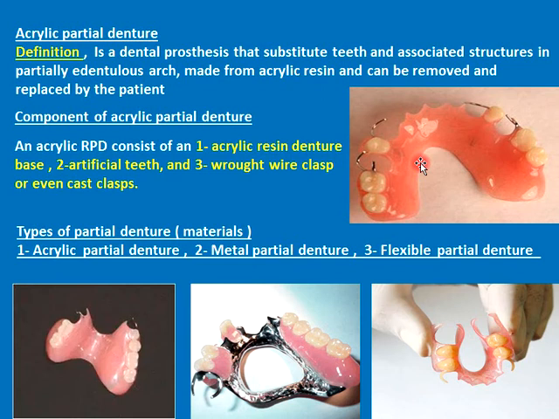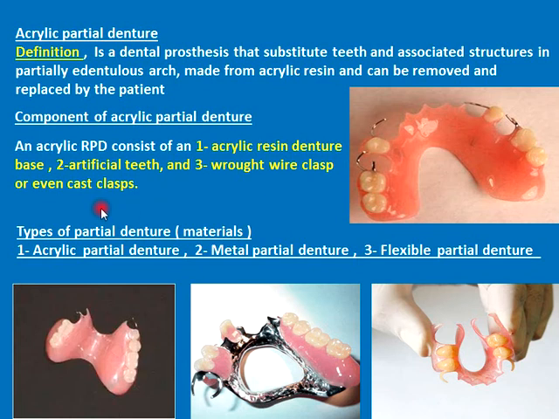Now, if we look at the components of the acrylic partial denture, it is composed of the acrylic resin denture base, which is the main body of the partial denture, and it consists of artificial teeth, the second component, and a wrought wire clasp, and sometimes it may be a cast clasp.